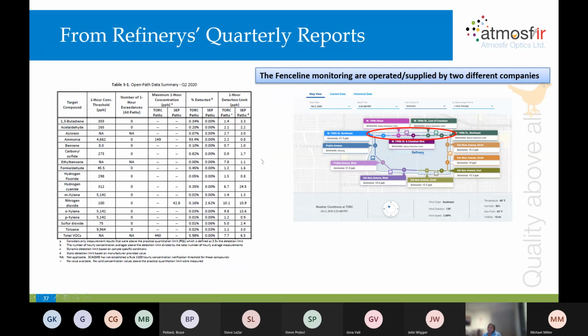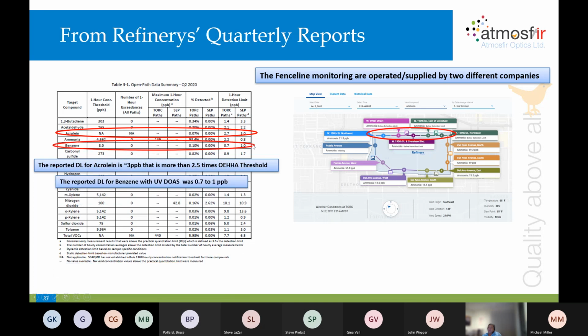And if we look at the summary that they published in quarter number 2, first of all, we can see that for the acrolein, one found a little bit, the other didn't find it at all, but it was 3 times the OEHHA threshold. The reported benzene was between 0.7 and 1 ppb detection limit. This service provider's detection limit is theoretical. It's not based on measurement.